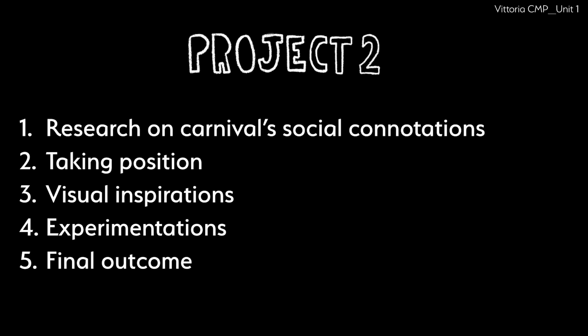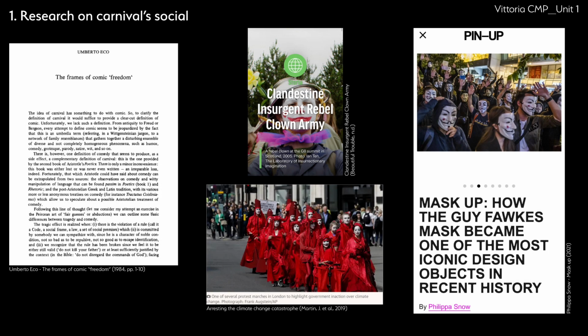The development of Project 2 can be divided in 5 main steps that I will now show you. Initially, I researched more on Carnival's social connotations. I started with an essay by Umberto Eco about Carnival as an opposition to the dominant hierarchy. Then I've looked at contemporary examples of Carnival used as means to communicate a political idea, like Extinction Rebellion, which uses masquerade to raise awareness on climate change.